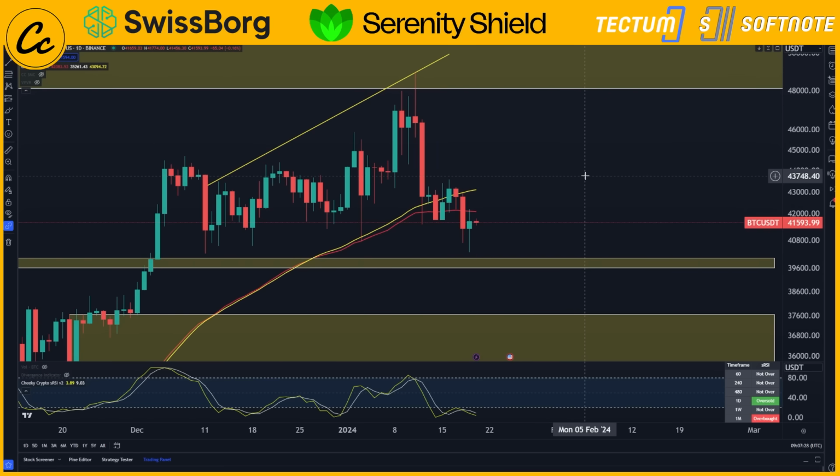This is $42,083. The 50 SMA, the yellow line, is at $43,094, and also is resistance. So we've now broken down to a point where we've lost the daily 50 EMA and the 50 SMA. This is not a strong position for Bitcoin to be in, but in my opinion we will be looking for a relief rally, and a move above these areas.